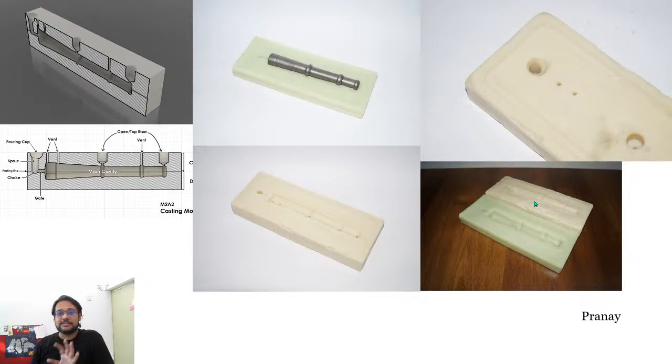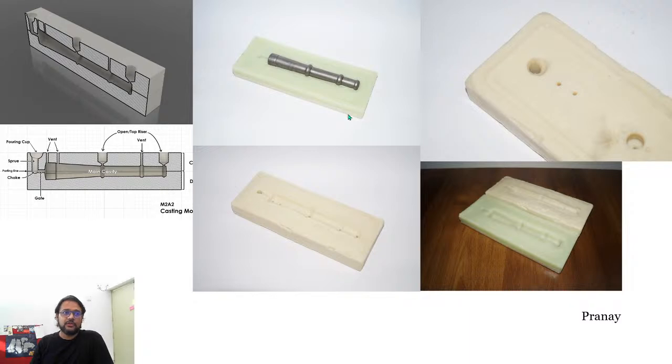One of the best casting assignments was done by Pranay, and the reason I like this one a lot is because of the stages that he went through. First he made a CAD model of the whole casting setup for a metal object like this, and he showed a cross-sectional view of how it will be. He gave descriptions of the things that will be there, and after that I think he used wax, if I'm not wrong, to make this whole model.